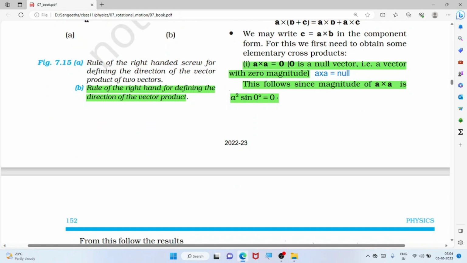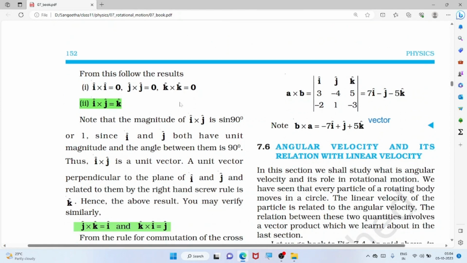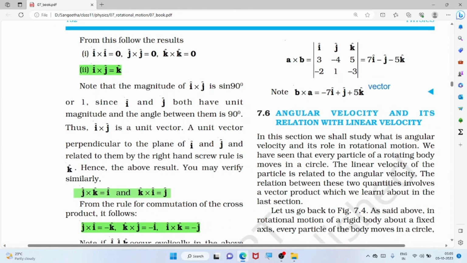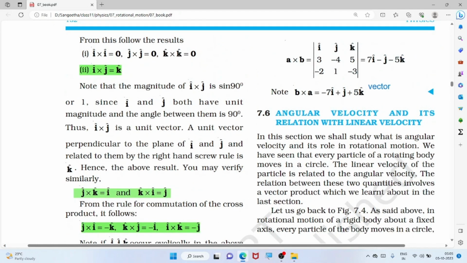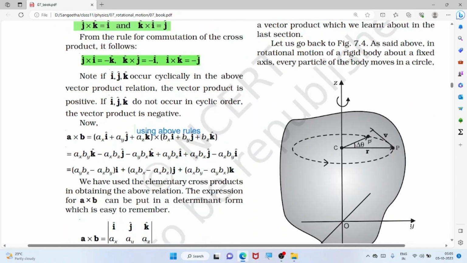If you take the cross product of the same vector, it will be null. A cross A is null. So these are the cross products: I cross J is K, K cross I is J, J cross K is I, and J cross I is minus K. K cross J is minus I, I cross K is minus J. These things are important.